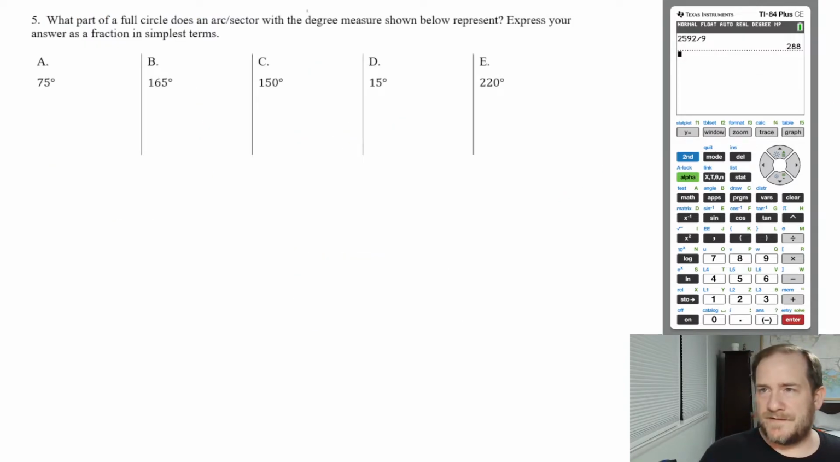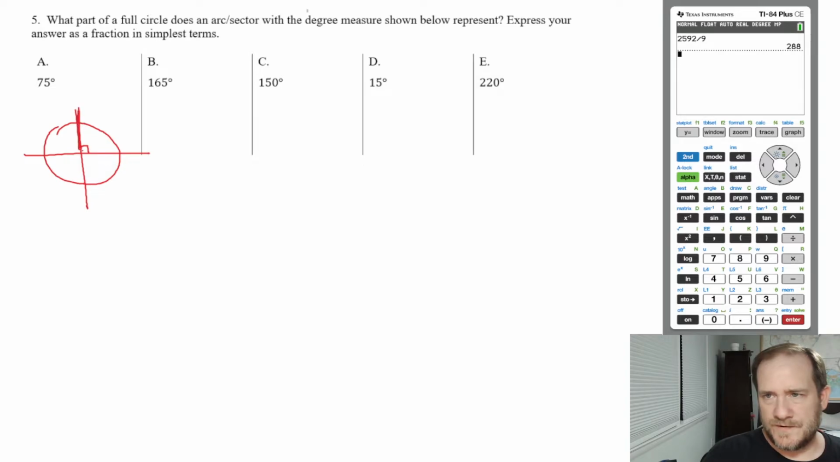Now we get to 5, and these were the ones that are asking you to find basically what part of a circle you are dealing with from this angle measurement. So 75 you can probably visualize. 90 degrees would be here, right from here to here. So 75 would be a lot of that, but not all of it. So basically, what part of a circle is just this slice here? And so hopefully you can tell it's going to be a little less than a quarter. It's going to be a little less than 25%.